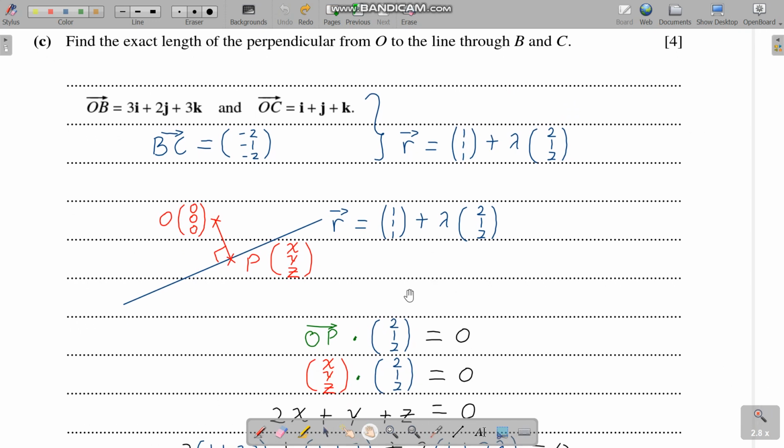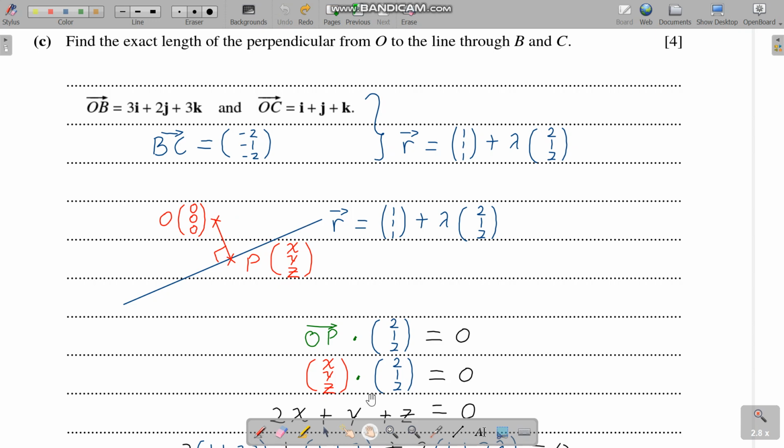Now this is the line. Just make a little diagram. This is the line equation. This is the origin O. We need to find this distance from O to, let's say, P, the foot of the perpendicular here. So we don't know the coordinates of P. Let's call it x, y, z.